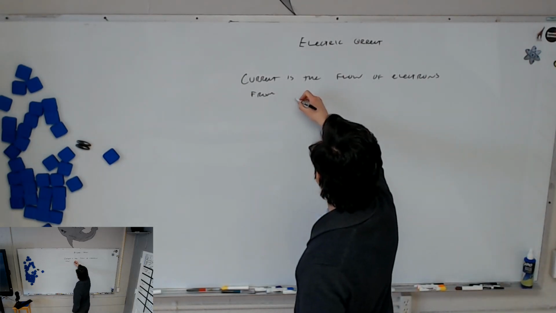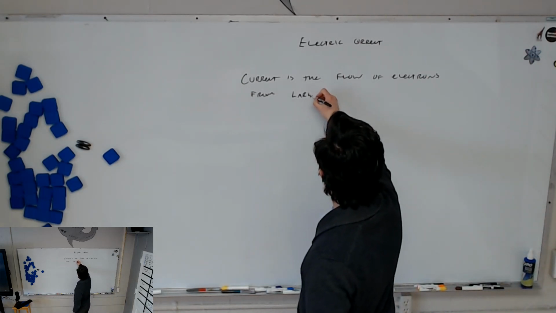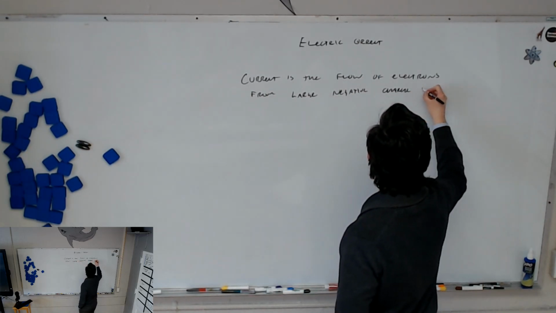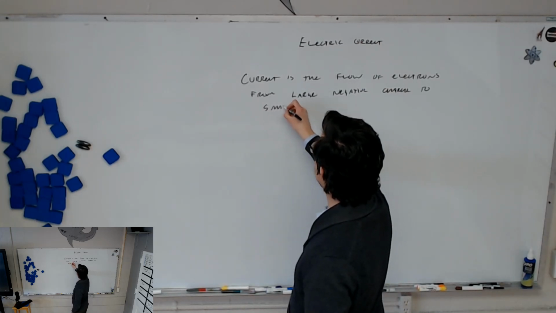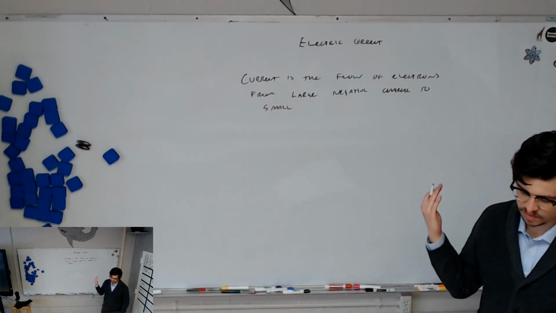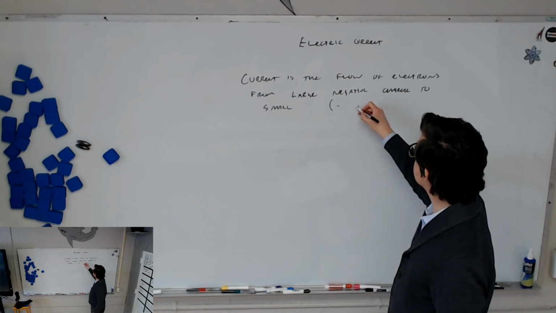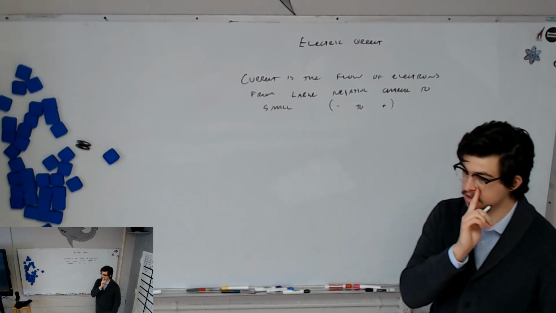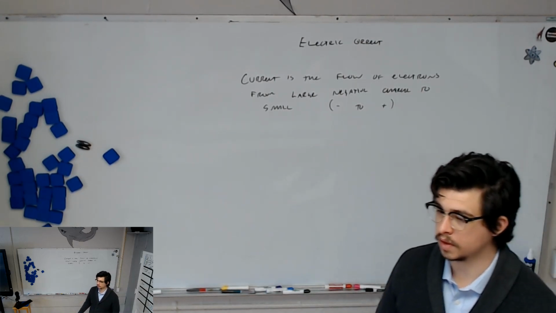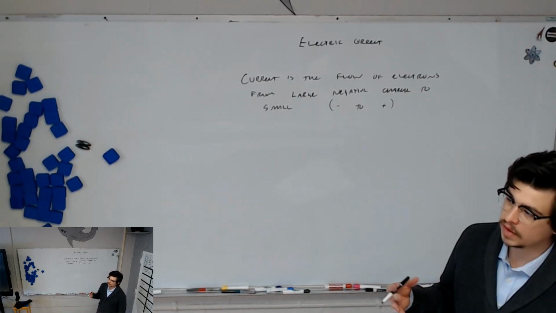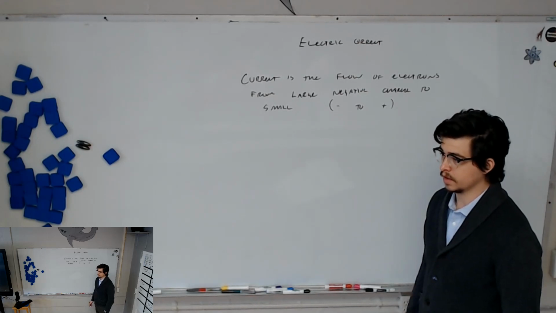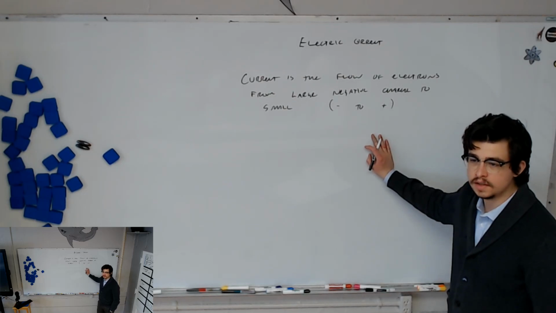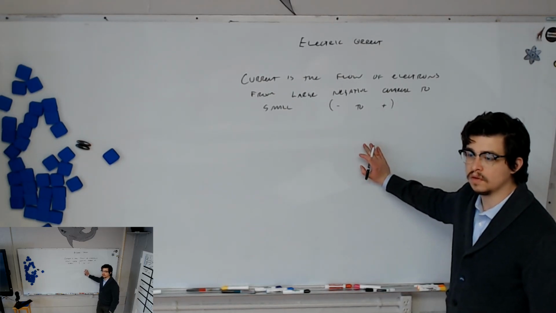From places of large negative charge to small. Or from negative to positive. This analogy is used a lot when we're talking about the theory of electricity or electrical circuits even. A lot of times we think of electric current kind of like the flow of water.